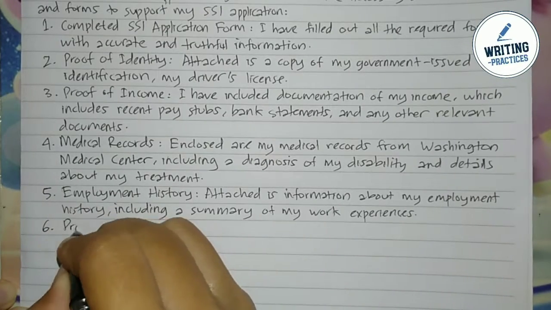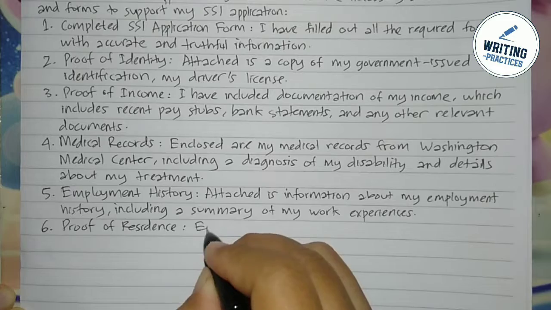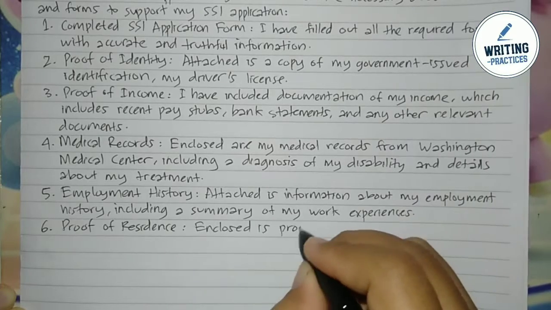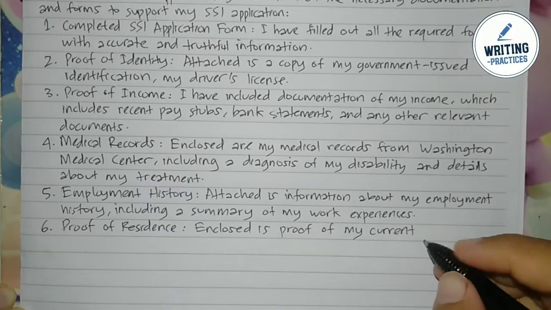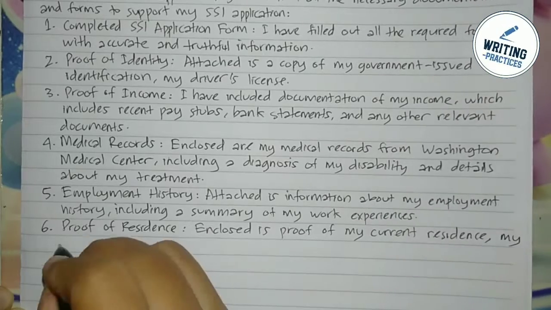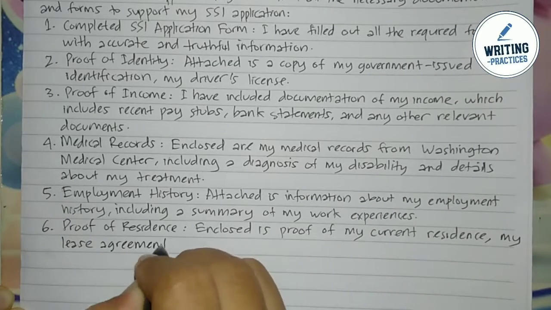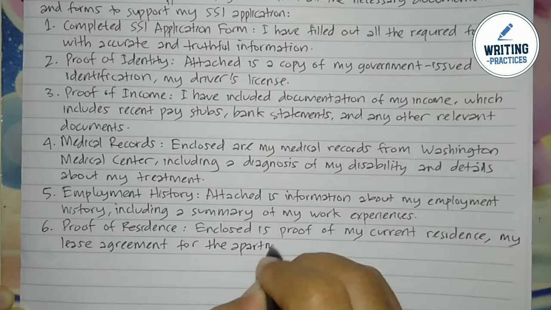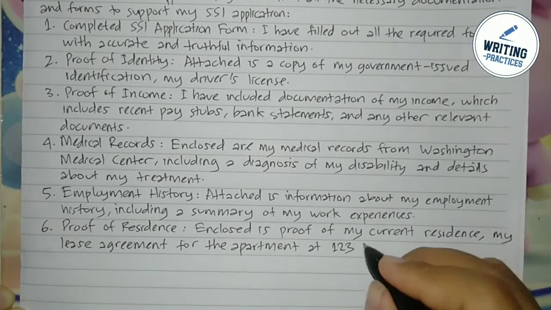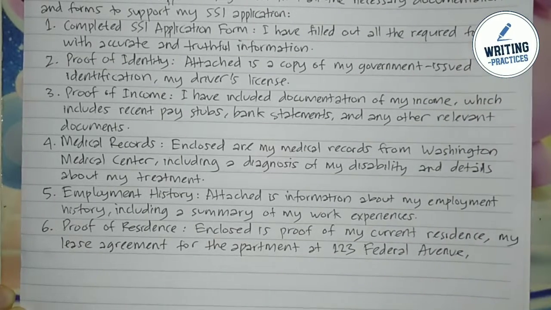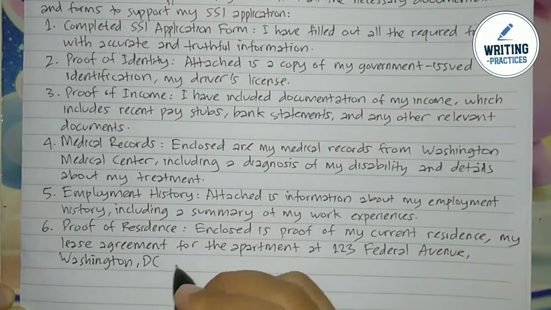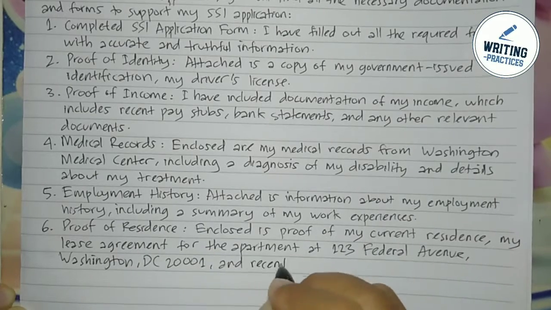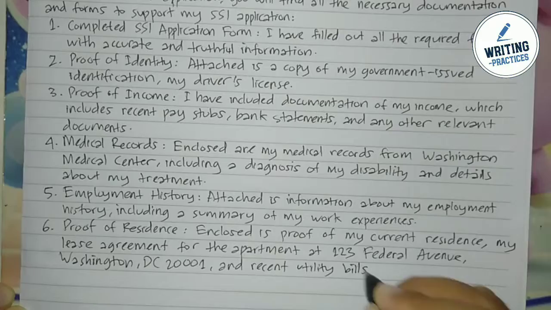And the last document is proof of residence. Mention that you've enclosed proof of your current residence, such as your lease agreement and recent utility bills. Here is the example. 6. Proof of residence. Enclosed is proof of my current residence. My lease agreement for the apartment at 123 Federal Avenue, Washington, D.C. 20001, and recent utility bills.